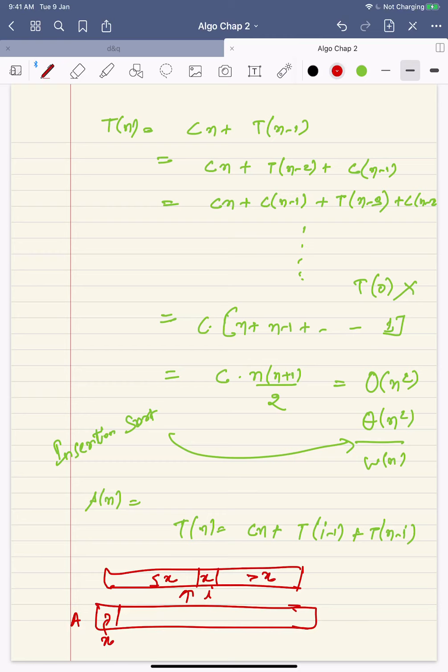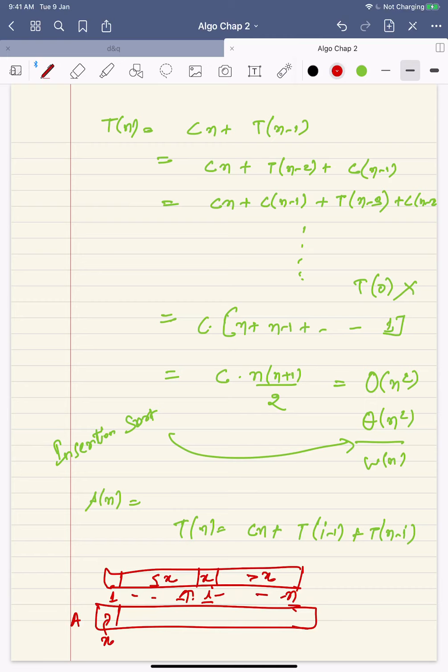Yes. So the average case has to be on this index i. Now this index i, what are the values it can take? It can go from 1 to n. It can take any of the values in the final sorted array, right?